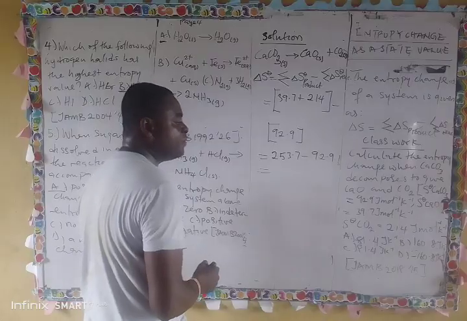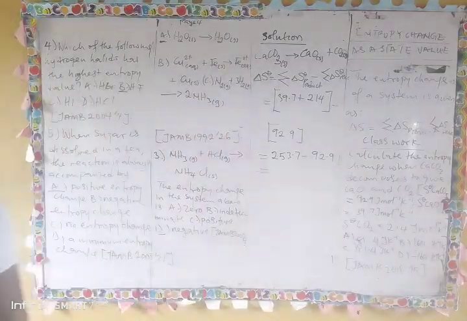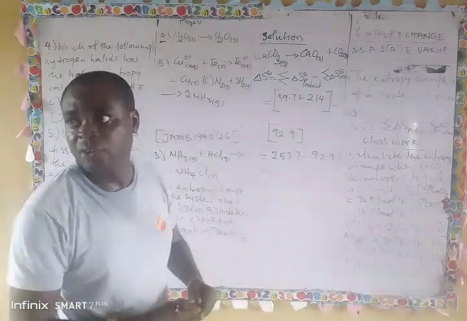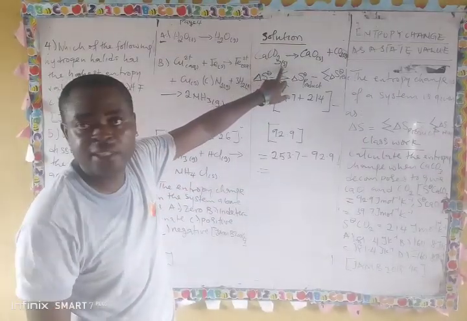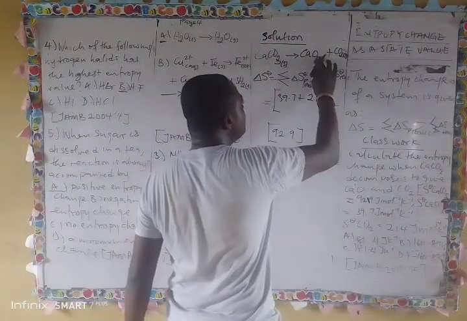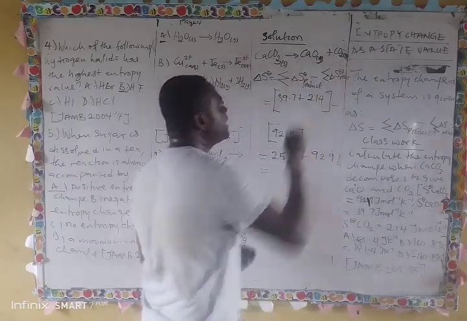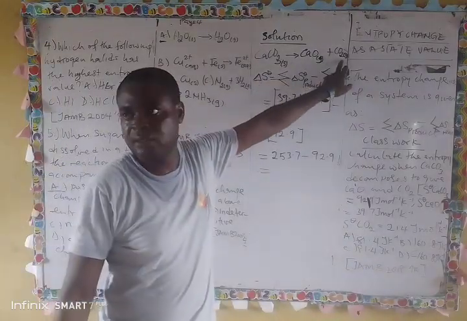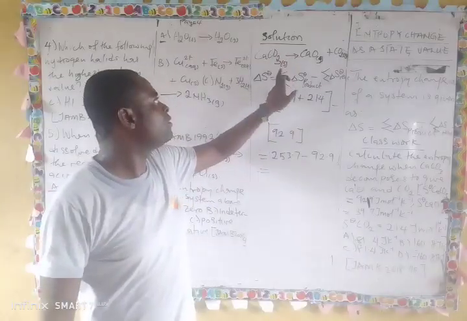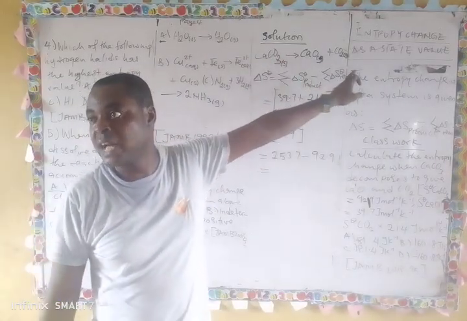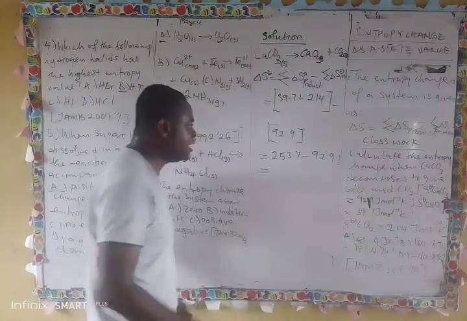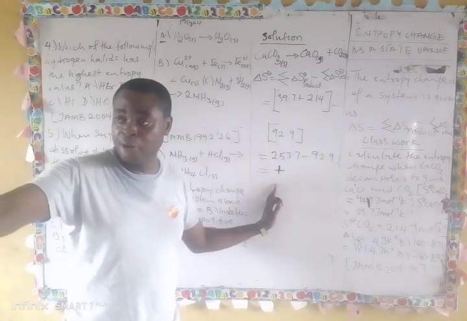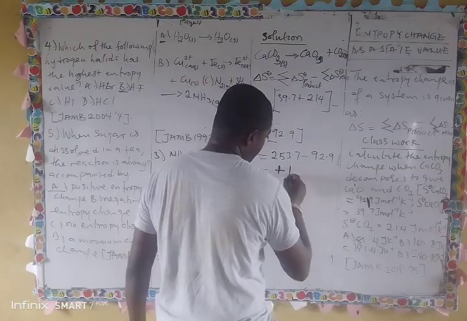We are going to get a positive answer, meaning that the entropy increases. Even from the equation, we are moving from solid to gas. A solid has lower entropy and a gas has higher entropy, so entropy is increasing. That's why we get a positive number and you must put the plus sign. The answer is plus 160.8.